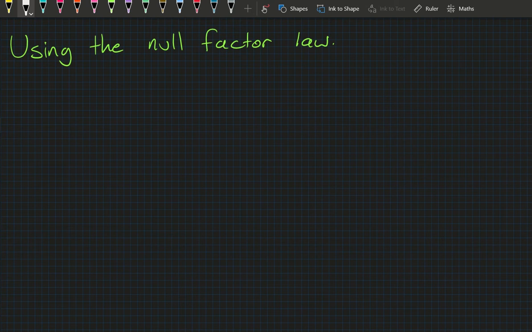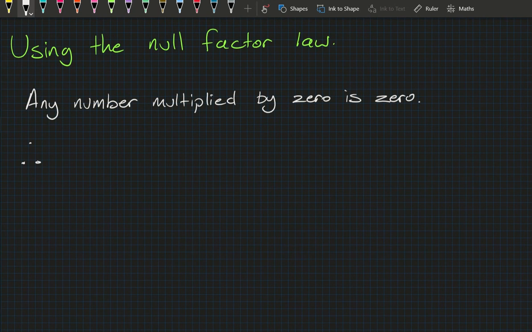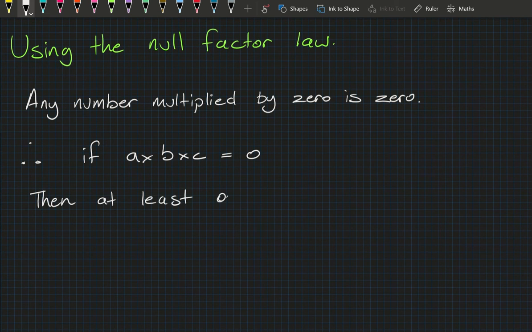So the idea of the null factor law is that any number multiplied by 0 is 0. And we use this fact with quadratics when talking about two numbers. If their product was 0, that meant one of them was 0. But the null factor law could involve the product of any amount of numbers. So if we had three numbers A, B and C times each other and they were equal to 0, then at least one of A, B or C is 0.